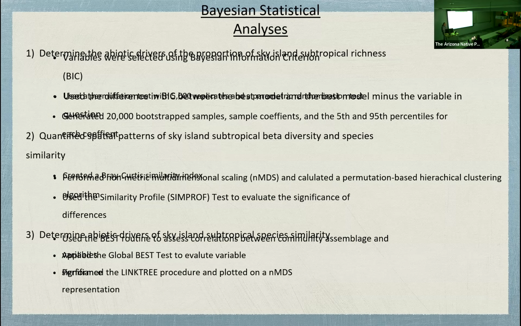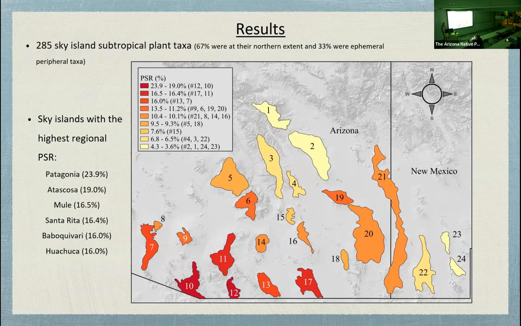The last thing we did statistically was to determine the abiotic drivers of the subtropical species similarity. So are they the same drivers as subtropical influences in the area, or is the community composition of these subtropical species within each sky island driven by different things? So, here's what we ended up with.